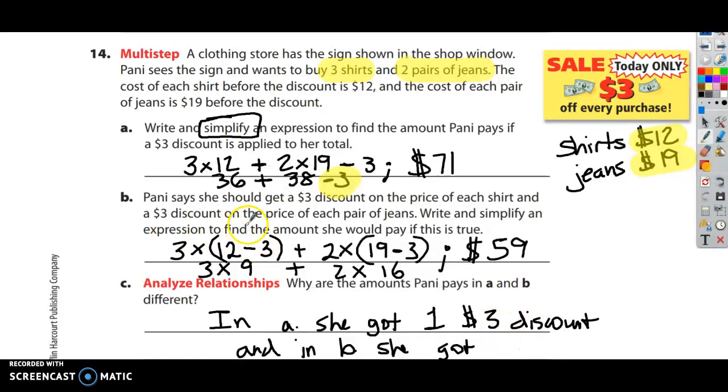She bought 3 shirts, and each shirt was discounted $3. And she bought 2 pairs of jeans, and each pair of jeans was discounted $3. She got 5 total discounts. So she got 5 $3 discounts. And actually, if you think about it, 5 $3 discounts is $15. And one $3 discount is $3, and the difference between those is $12, and the difference between 71 and 59 is $12. That's why she got such a better deal when she used the discount multiple times.